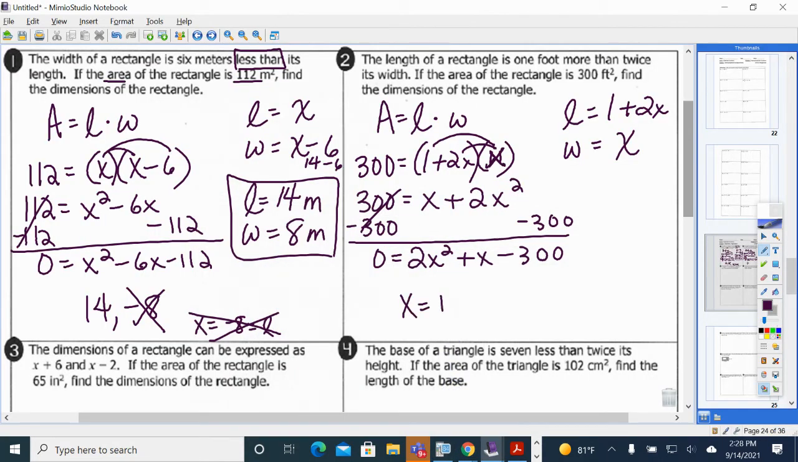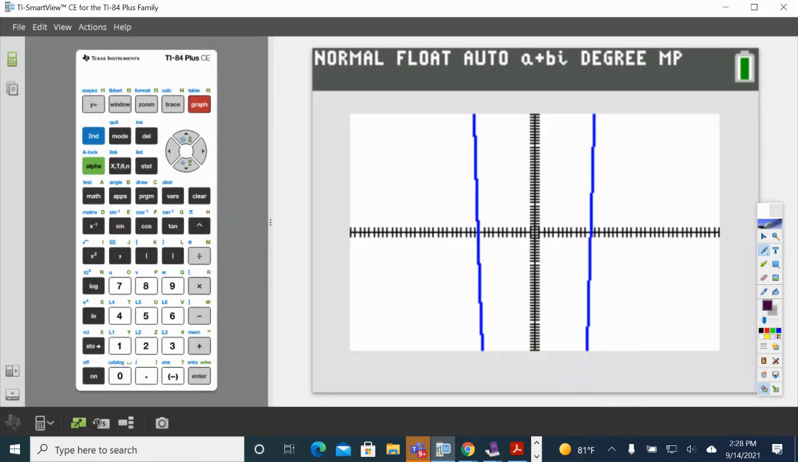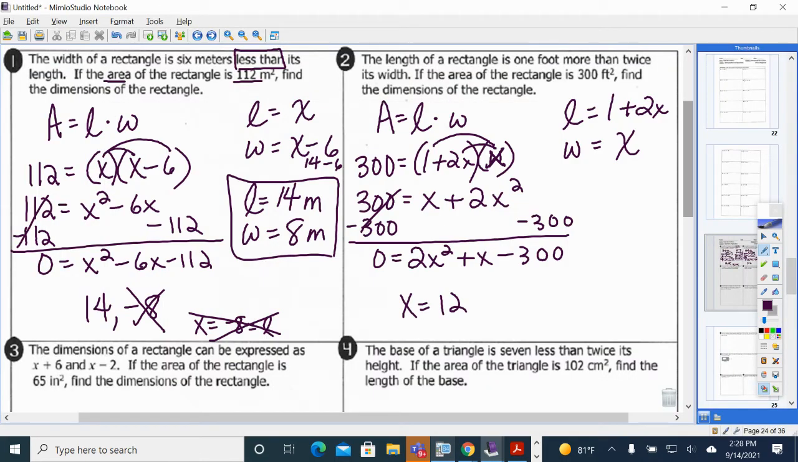And again, I don't care about the negative side. I don't care about this negative answer because when we set up our problem, x represents the width of the rectangle, and it cannot be negative. So the width is 12 feet, and the length is 1 plus 2 times 12. So that's 25.